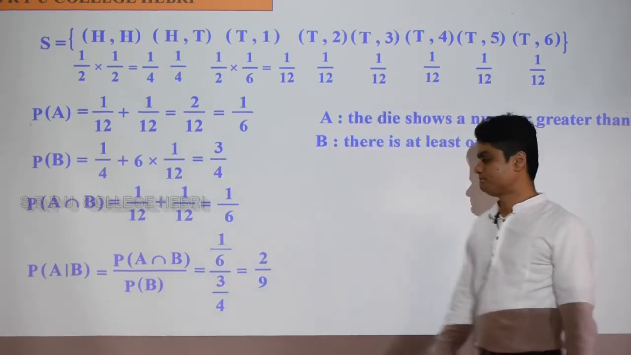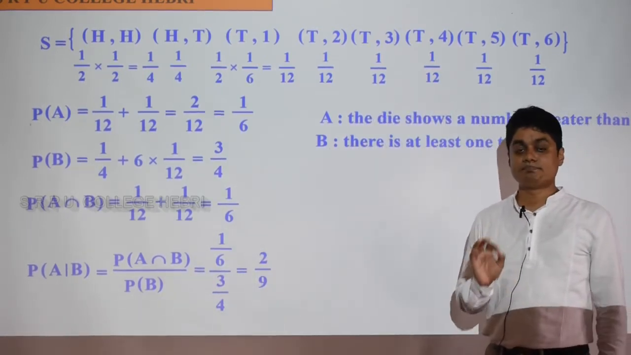Down, so it is 2 by 9. That's it. Remember, this is an important question for 3 marks.